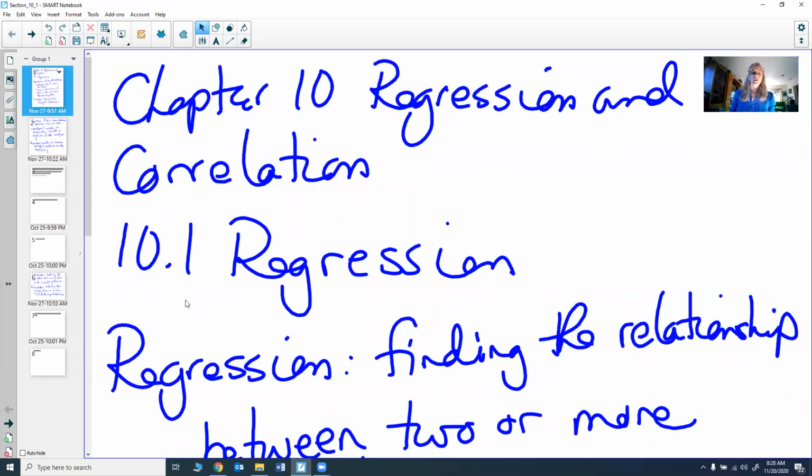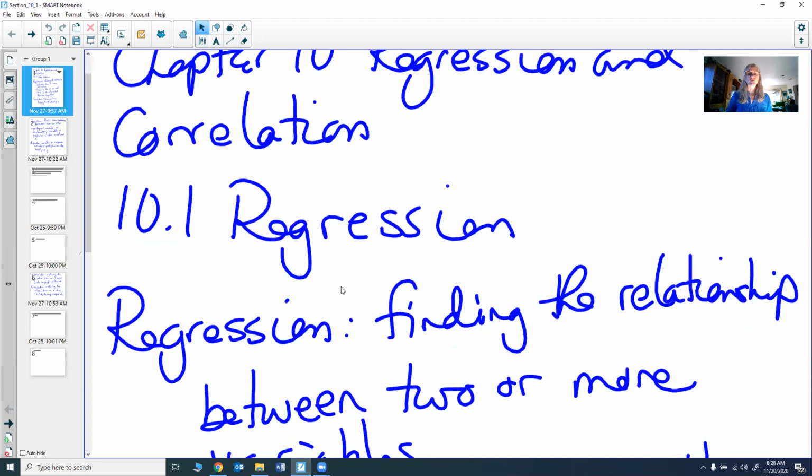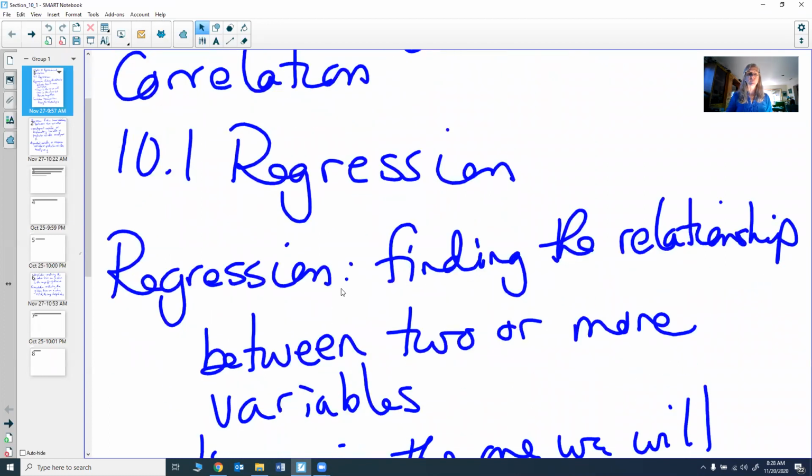So now we're going to talk about how, when we have two different variables, we want to look to see if there's a relationship between those. And this is what we do a lot in statistics: we are trying to see is there a relationship going on between two or more different variables. So we're going to be talking about a method called regression. Regression is where we're finding that relationship between two or more variables.